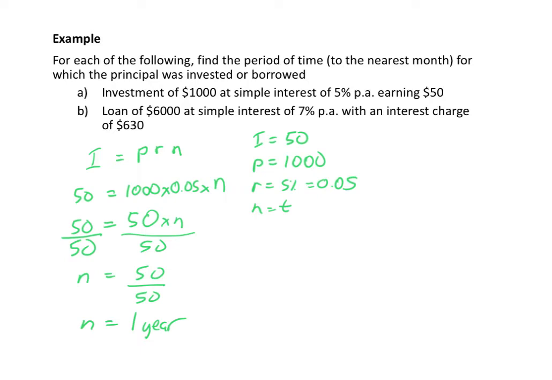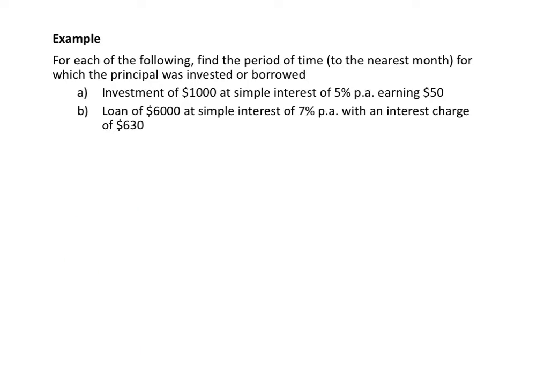So in the second example, I've got a loan of $6,000 at an interest rate of 7% and had total interest charged of $630, and I want to find out what was the length of time that the loan was in place for. So the first step is going to be write down my simple interest formula.